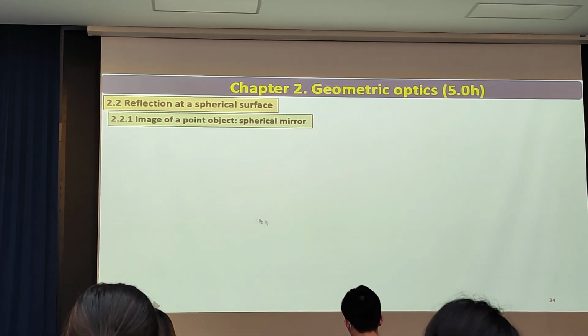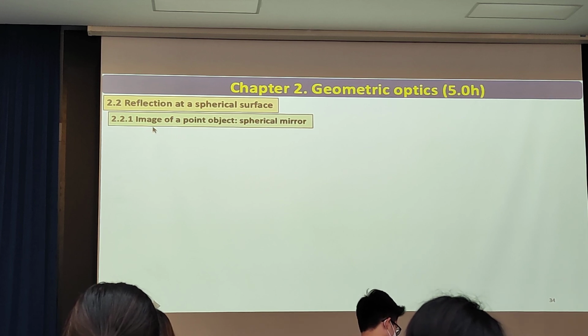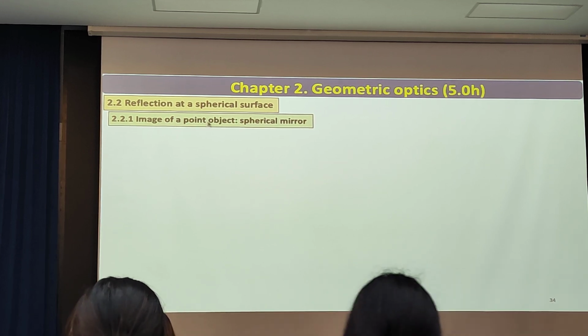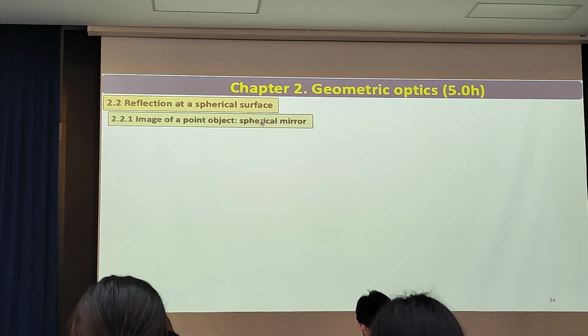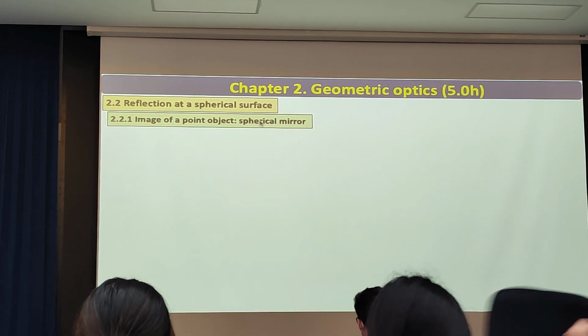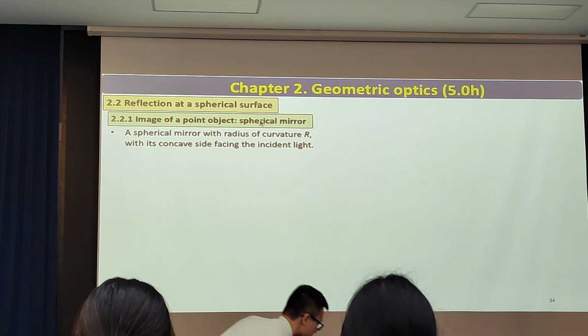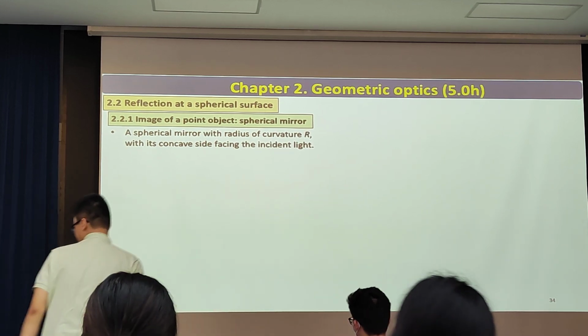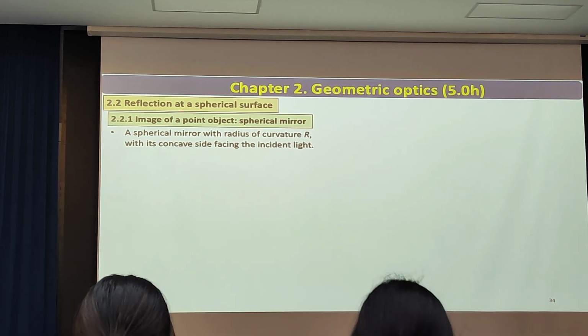What we are going to do now is to find the image of a point object formed by a spherical mirror. So first I will introduce you to a spherical mirror. Here we go.